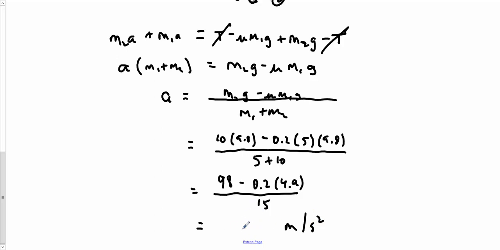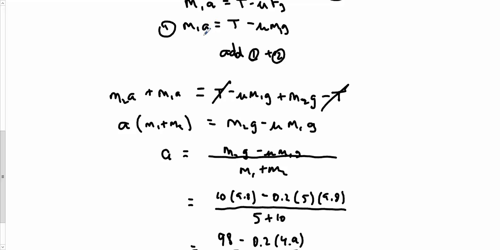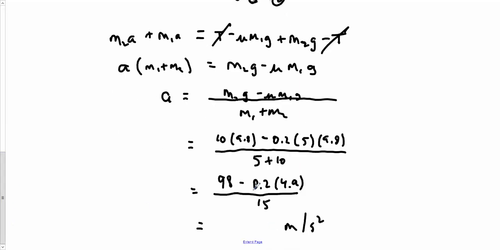And then what we normally have to do in these questions is take this number and go back up here, for example, and plug it in right here. Now I have this, I can solve for T. So after I'm done solving for A, I have to solve for T, or if I solve for T first, then I have to go back into one of these equations and solve for A.